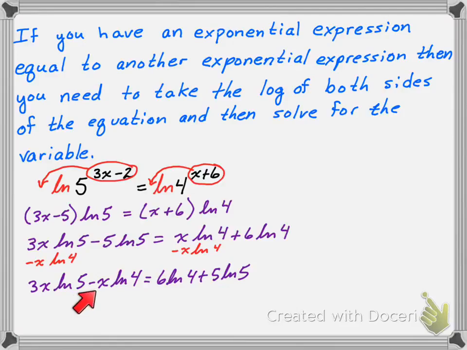Now, both of these terms have an x in them, so what we can do here is factor that x out of those two terms. So that's going to leave you this first term with 3 natural log 5 minus natural log 4 equals all this stuff on this side of our equation.